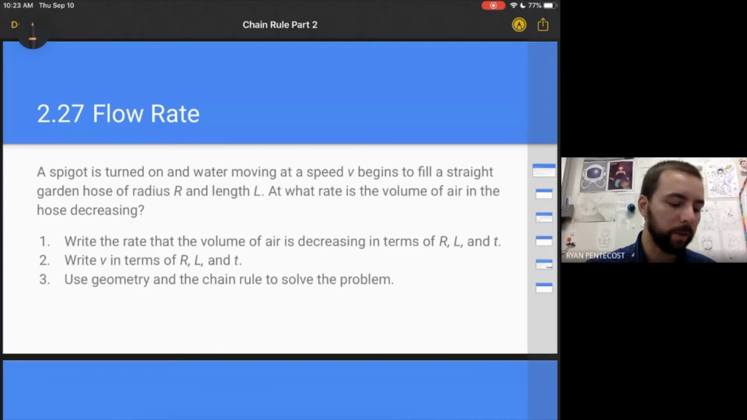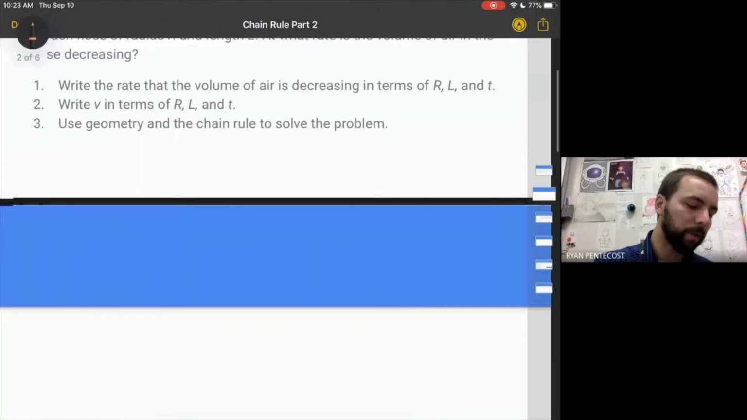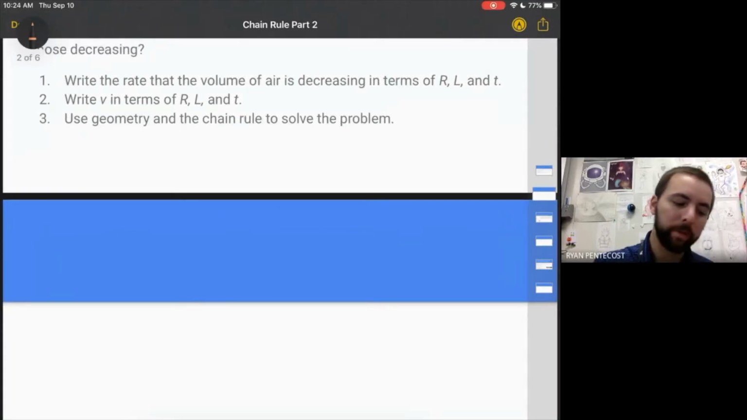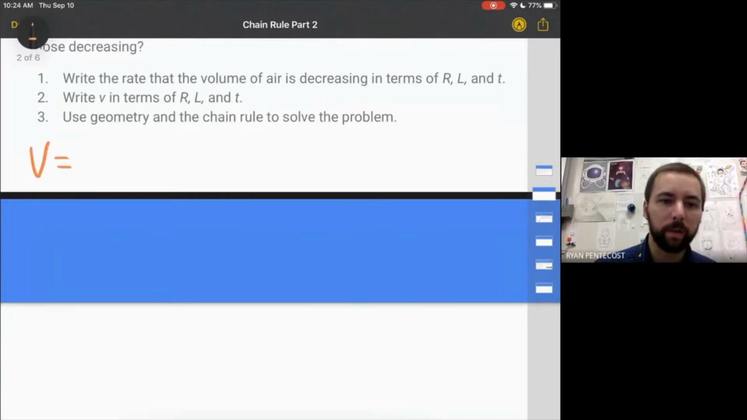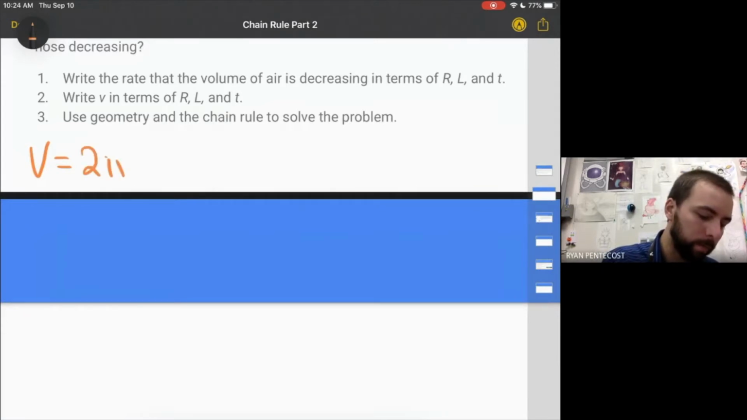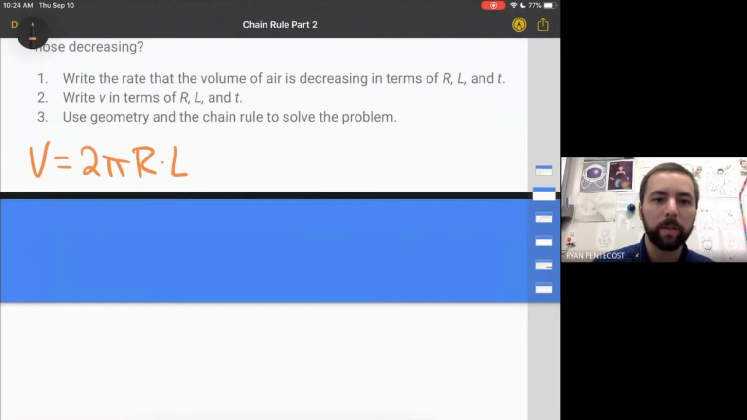So a spigot is turned on and water, moving at a speed of V, begins to fill a straight garden hose of radius R and length L. At what rate is the volume of air in the hose decreasing? So first, let's write the rate that the volume of air is decreasing in terms of R, L, and T. So volume of a cylinder can be given as 2 pi R times the length of the cylinder. So we're going to call the hose a cylinder.